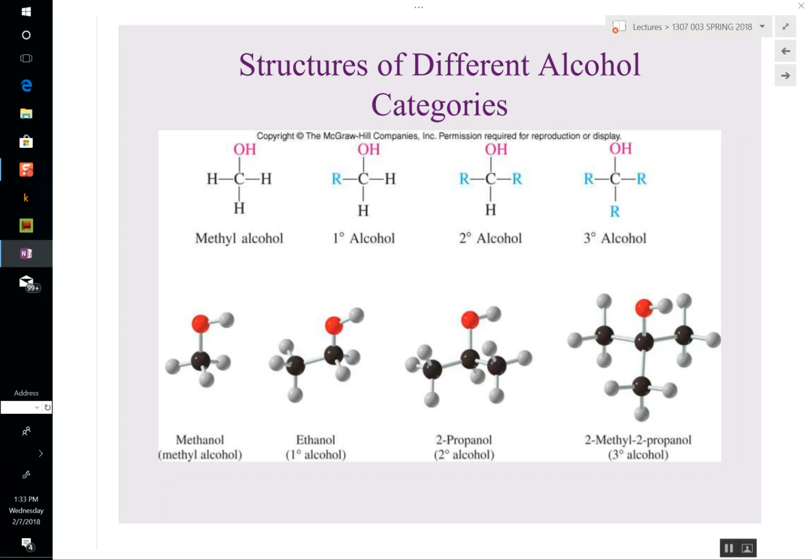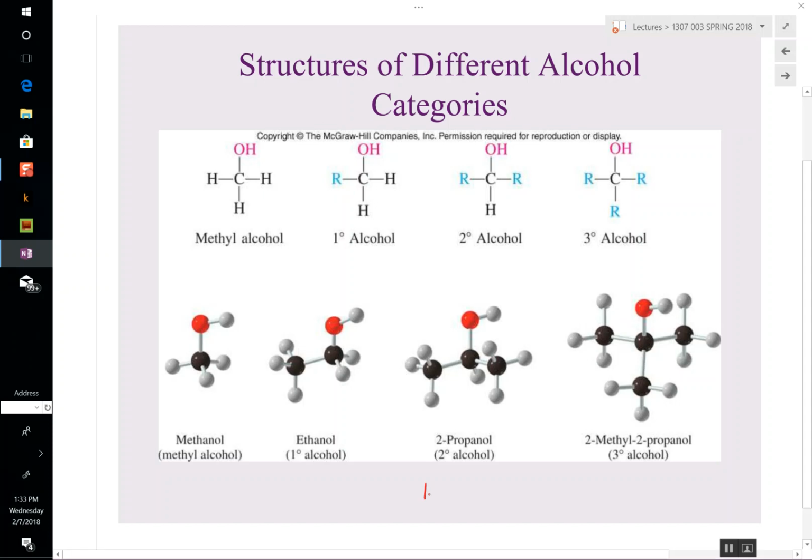Here's the OH, the carbon, 1, 2, 3. A tertiary alcohol, or we use this degree sign. 1 degree, 2 degree, 3 degree. So depending on how many carbons are connected to the carbon that's connected to the OH tells you the type of category it's in. Right. Okay.